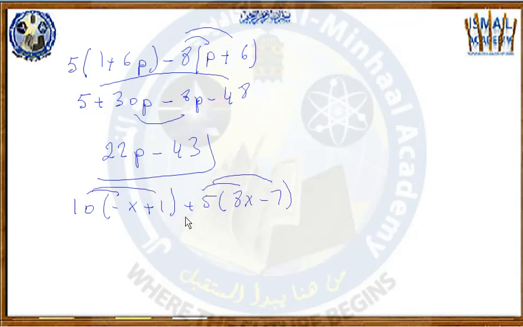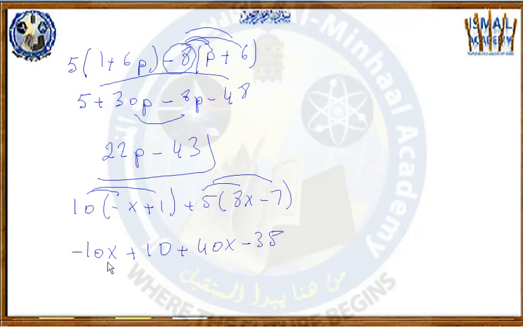Why is it, the one above, why is it minus 48? Because I distribute the minus 8. Minus 8 times p is minus 8p, and minus 8 times 6 is minus 48. When you distribute, you always distribute with the sign. Then here I will have minus 10x plus 10. Then I distribute the 5, so it's going to be plus 40x minus 35.